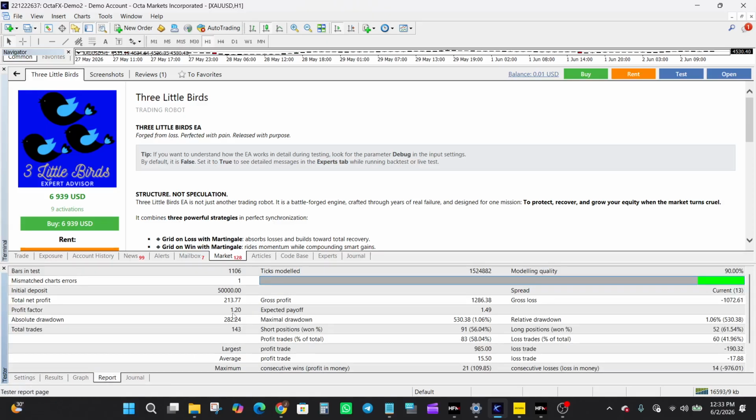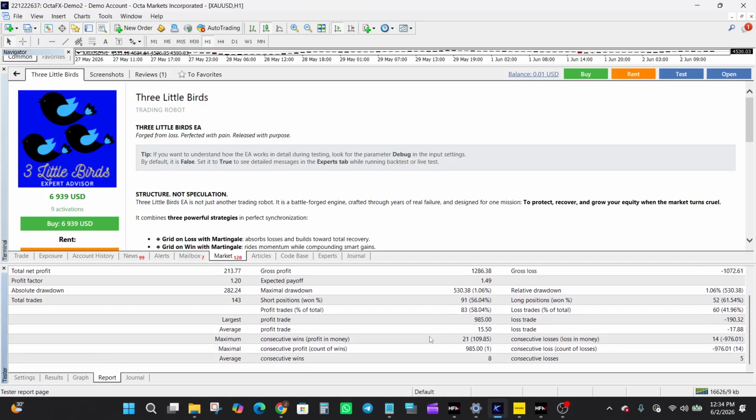Now, the EA had a total number of 143 trades over the past month, and short positions were 91 with 56% win rate, 56.04 to be specific, and then long trades were 52 with 61.54% win rate. The largest profit was $985, and the largest loss was $190.32. The average profit was $15.5, and the average loss was $17.88.